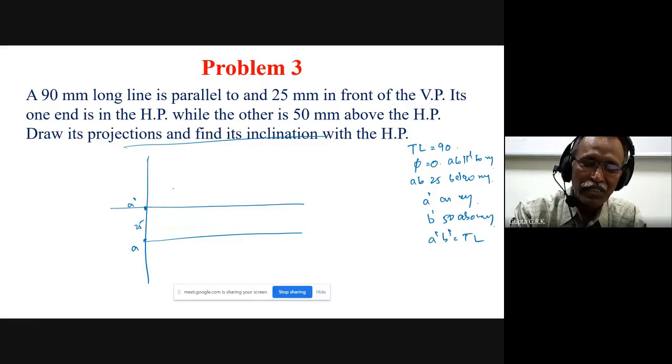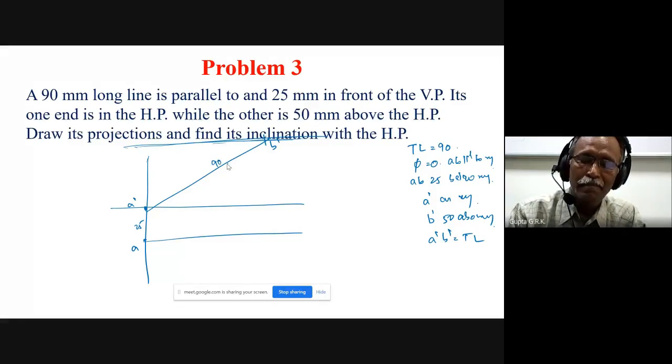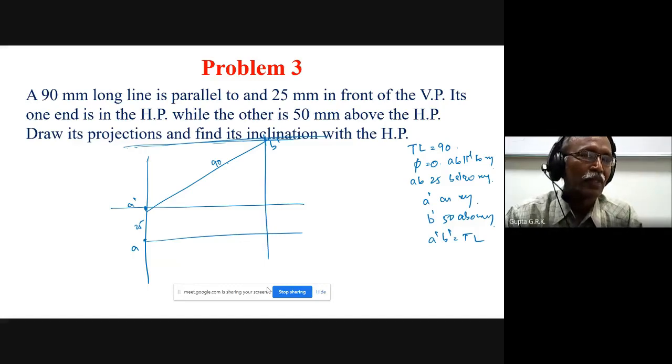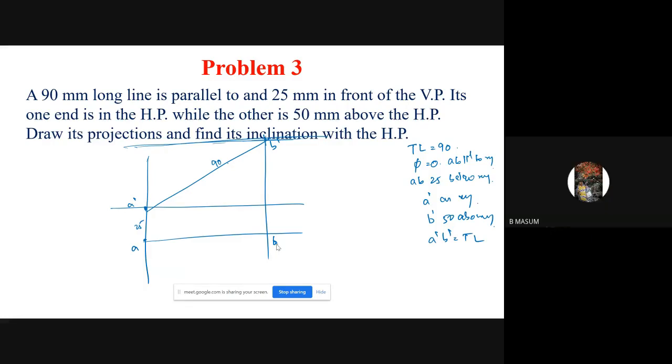I know A dash. I know that B dash should be on this line. So take 90 and cut it. This is 90. So where will be B? Straight. Exactly. Once you get B dash, you draw the projector. I know AB is parallel to XY. So wherever these two cut, that is B. Okay, this is the way you can get it. Is that okay? Yes, sir.